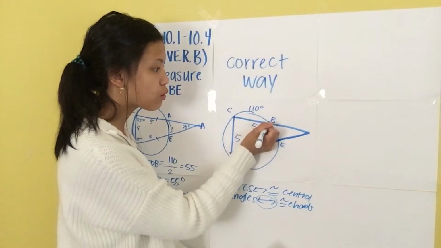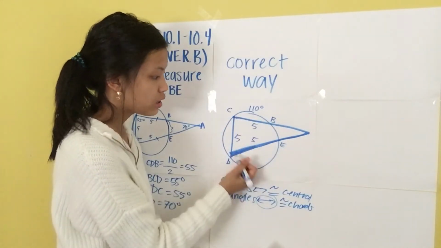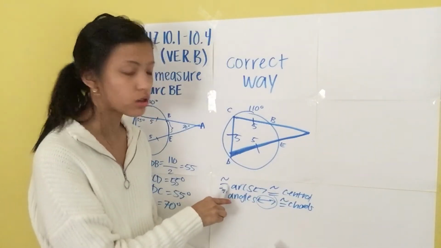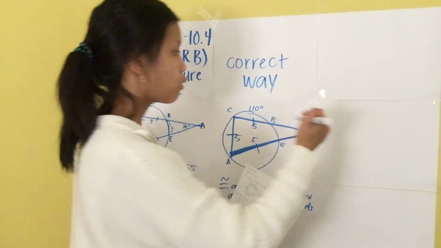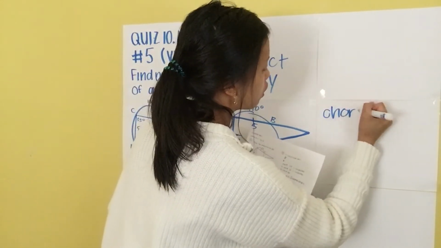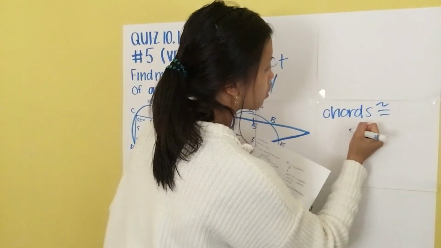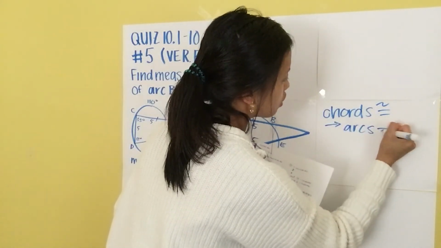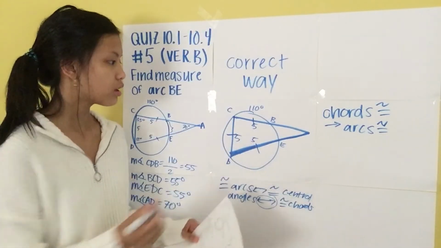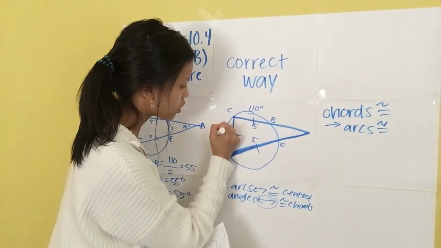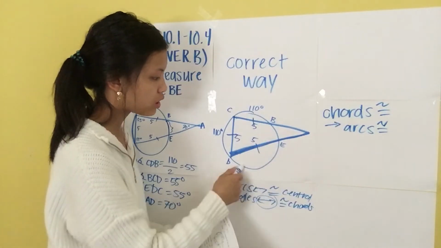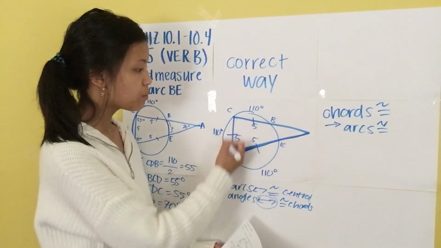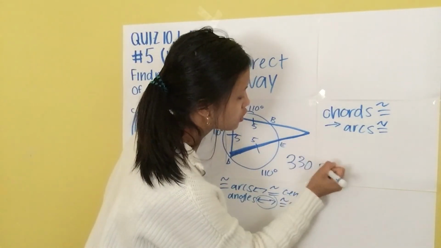So if I have congruent chords, aka CB, DE, and CD, then that means that their arcs are also congruent. If chords are congruent, then arcs are congruent. So because of that, this arc right here would be 110 degrees. This arc right here would also be 110 degrees. So when you add all of these up, you get 330 degrees.